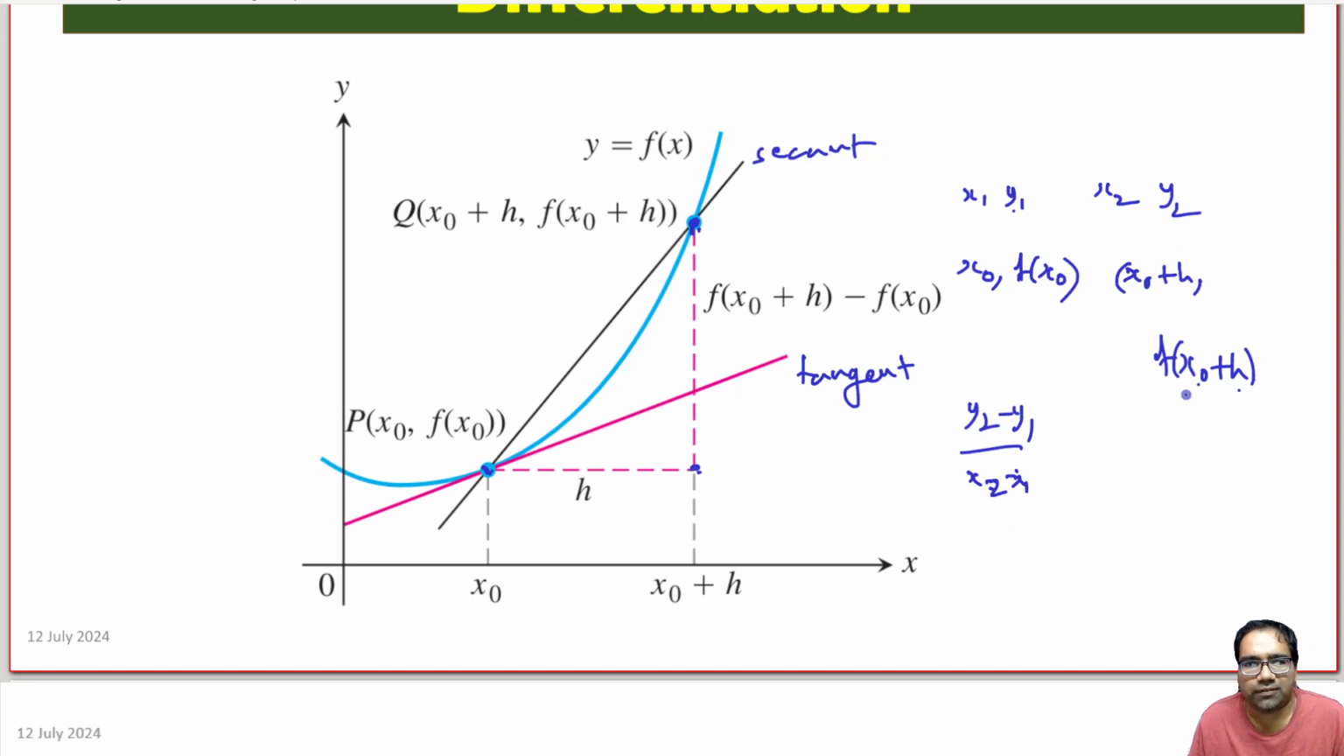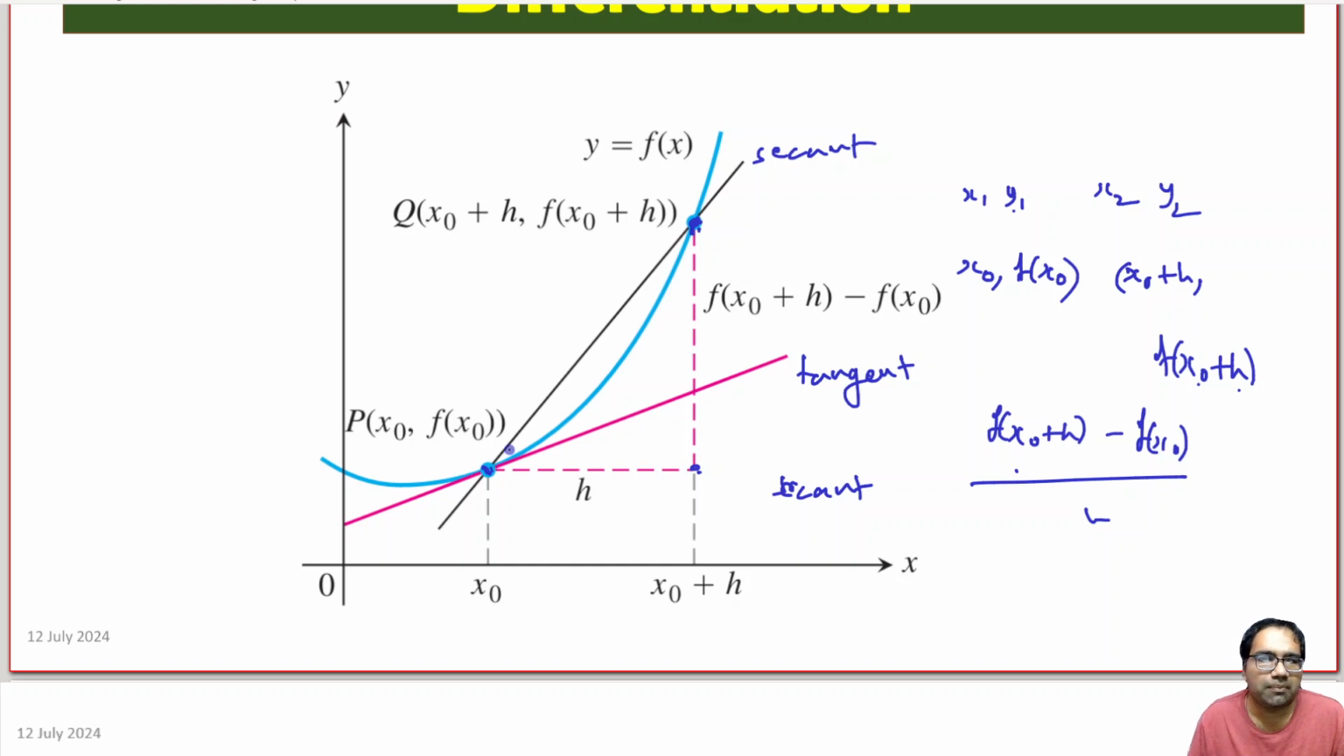What do we do then? What is y2? Y2 is f of x naught plus h, minus what is y1? F of x naught, by what is x2? X2 is x naught plus h, minus x1, which is x naught. Right. So this x naught will get cancelled. So this is the slope of this secant line. Okay. The slope of the secant line is this, when this is h and this point is x naught plus h and f of x naught plus h, and this point is x naught and f of x naught. This is the slope of this black line.